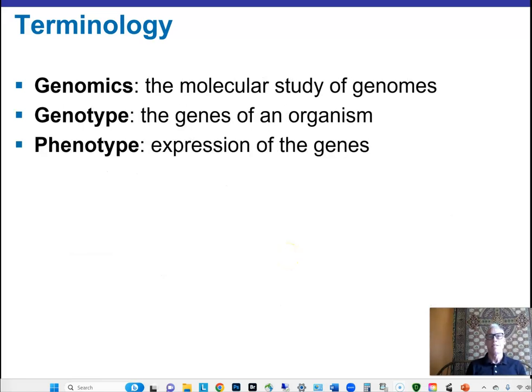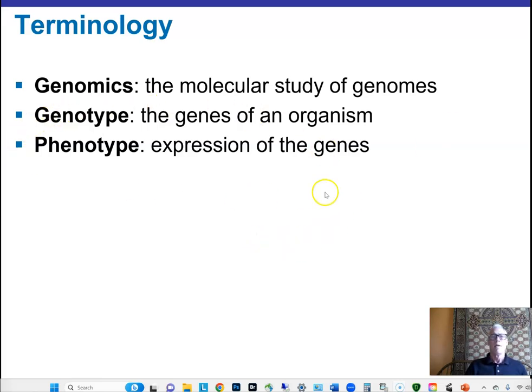So genomics is the study of the genomes at the molecular level, anything to do with that. But that's not so important for our purposes. The one thing that is important, particularly the genotype, is all the genes that an organism has. So if we study that on two different strains of bacteria, we might find that they are slightly different in terms of their genotype. There might be some mutation or loss of a gene or something like that.